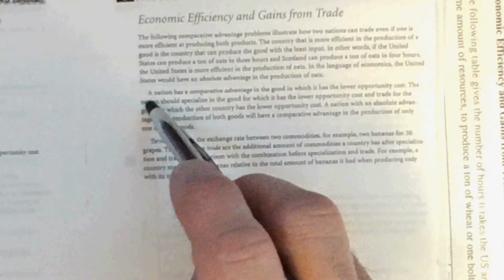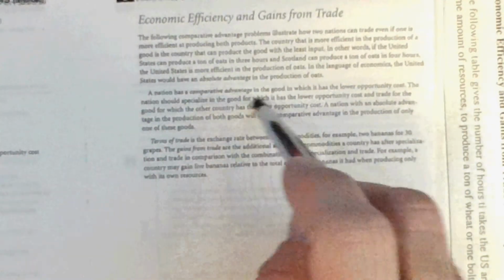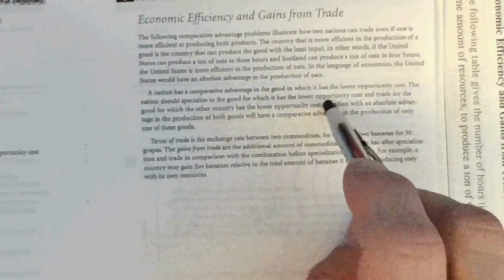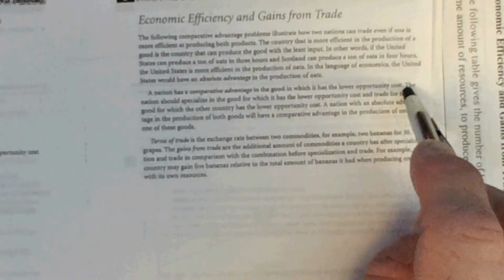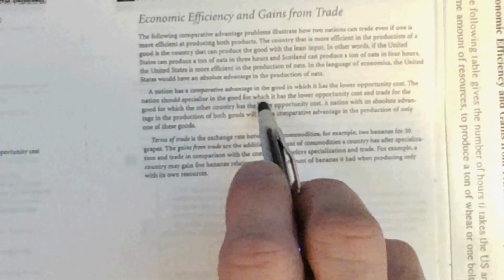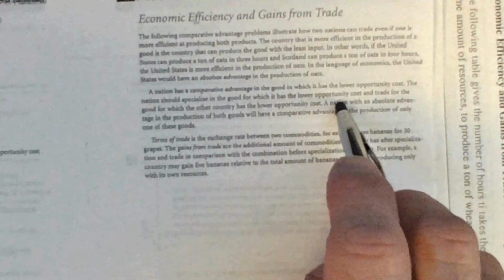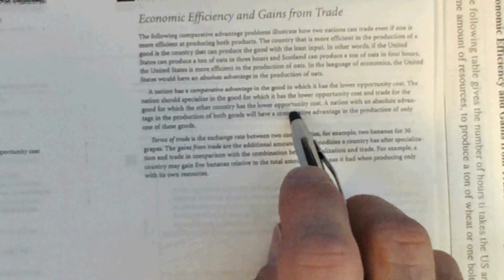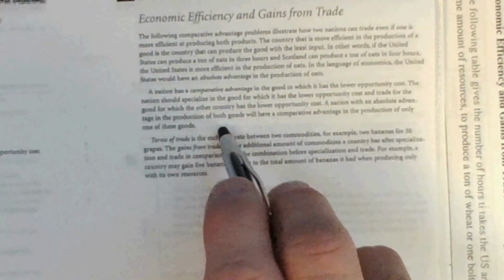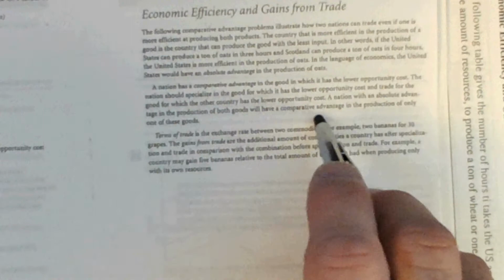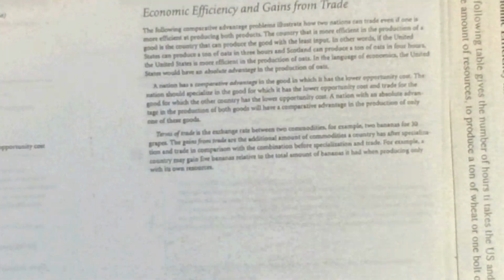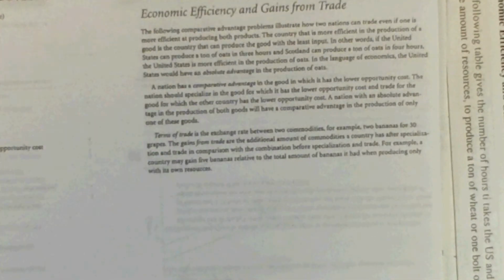But a nation, or individual, has a comparative advantage in the goods in which it has the lower opportunity cost. If you make one thing, how much of the other do you not make? Opportunity cost. The nation should specialize in the good for which it has the lower opportunity cost and trade for the good for which the other country has lower opportunity cost. A nation with an absolute advantage in the production of both goods will have a comparative advantage in the production of only one of these goods. So although a nation can have the absolute advantage in both goods, it can only have the comparative advantage in one good.